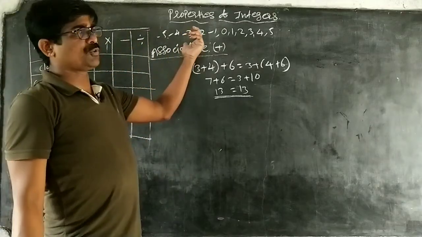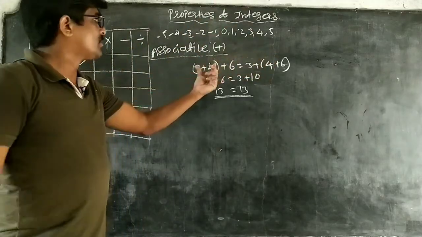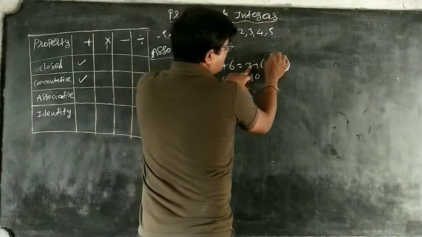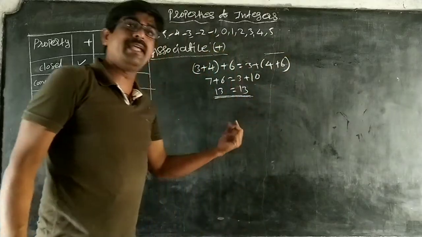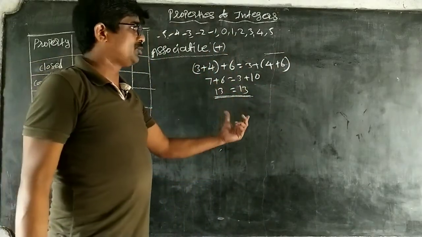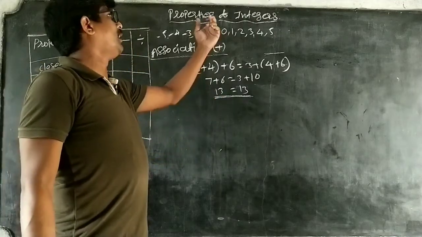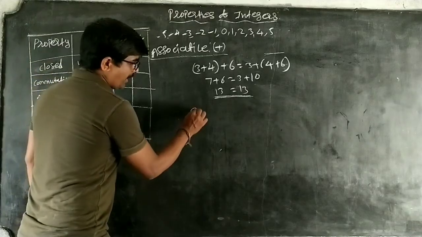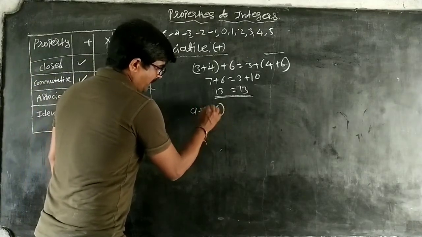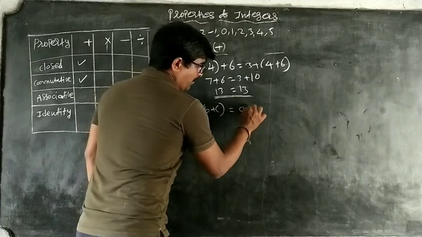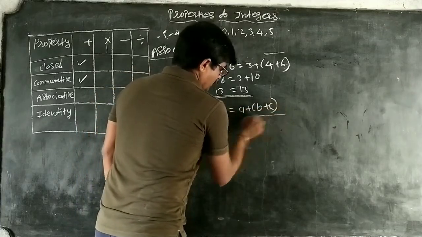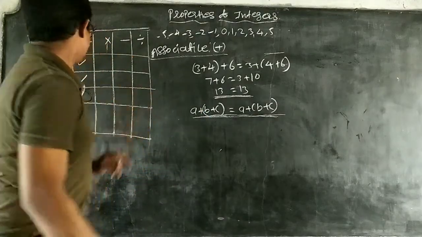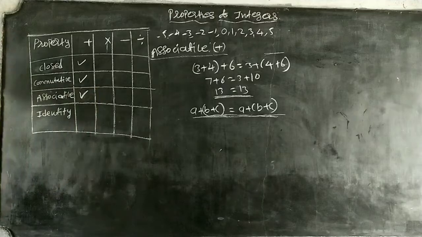Take any positive or negative integers. First add the first two numbers, then add the third number. Next, add the first number to the sum of the last two numbers. The results should be equal. Then it is called the associative property under addition. In general, we write a plus b plus c is equal to a plus b plus c. So integers also satisfy the associative property.